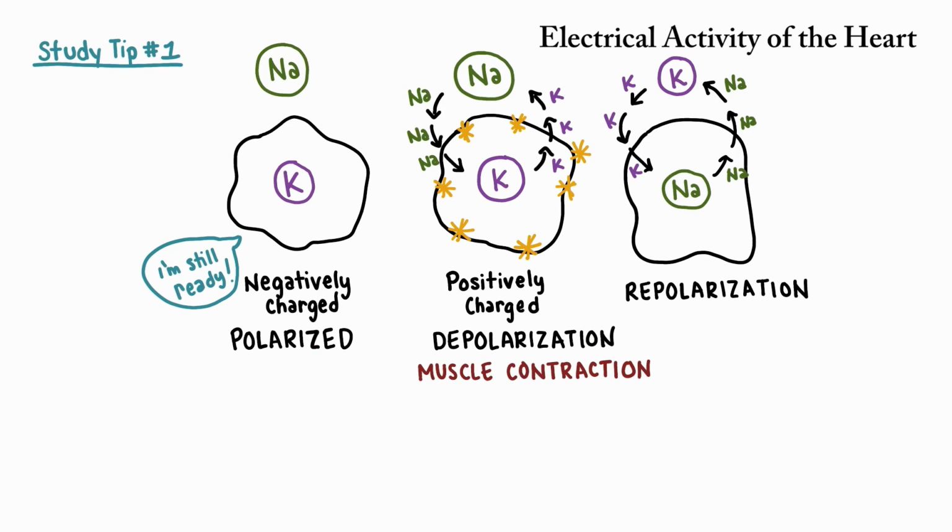Study tip number 1. If you're having a hard time remembering that potassium starts inside the cell, remember the mnemonic PISO. Potassium inside, sodium outside. So a quick review. Polarization is the phase of readiness.